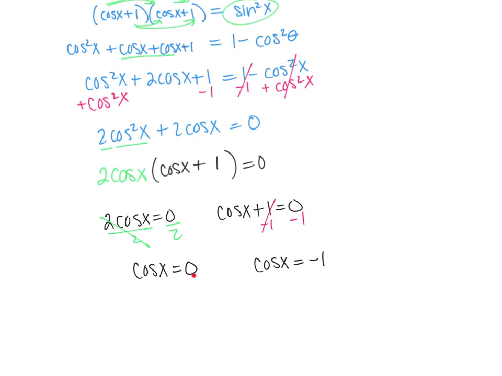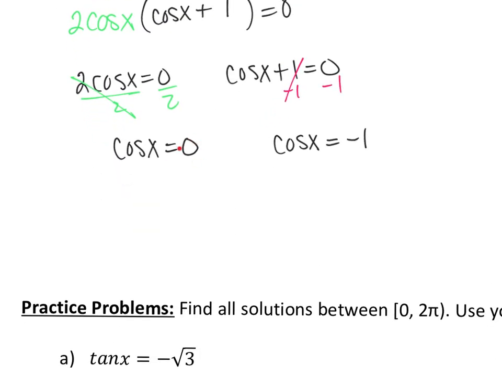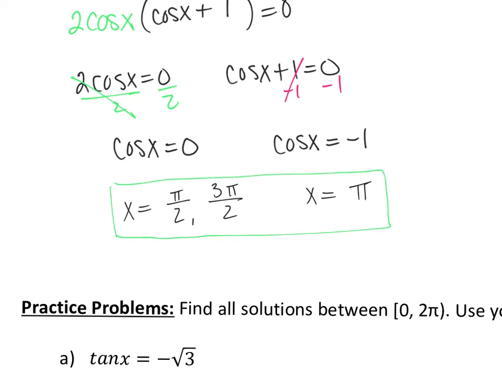So I got some really clean answers here. I got 0 and -1. I'm not using a calculator here. I'm just going to use the unit circle. If I go to the unit circle, cosine is 0, or x is 0, at pi over 2 and 3 pi over 2. And if I go to the unit circle for -1 for x or cosine, that means my angle would be at pi. So it looks like I have 3 solutions: x equals pi over 2, 3 pi over 2, and pi.